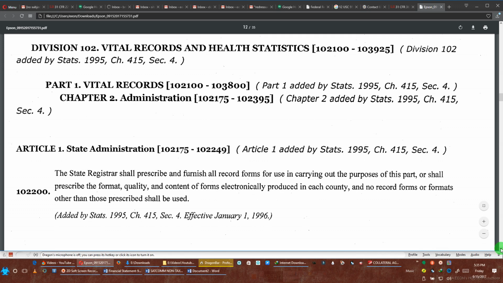State administration. The state register shall prescribe and furnish all record forms for use in carrying out the purposes of this part. The state register shall prescribe the format, quality, and content of forms electronically produced in each county. Ladies and gentlemen, no record form or format other than those prescribed shall be used.